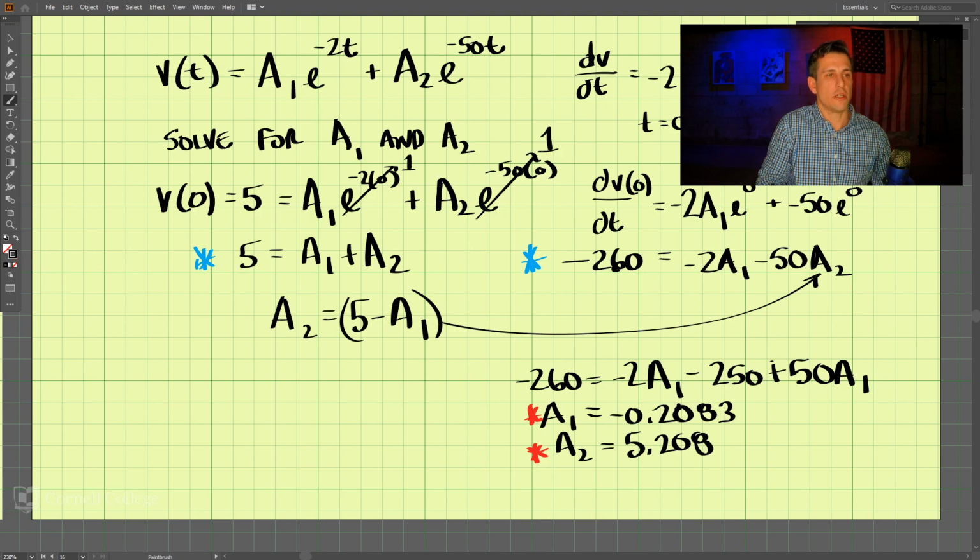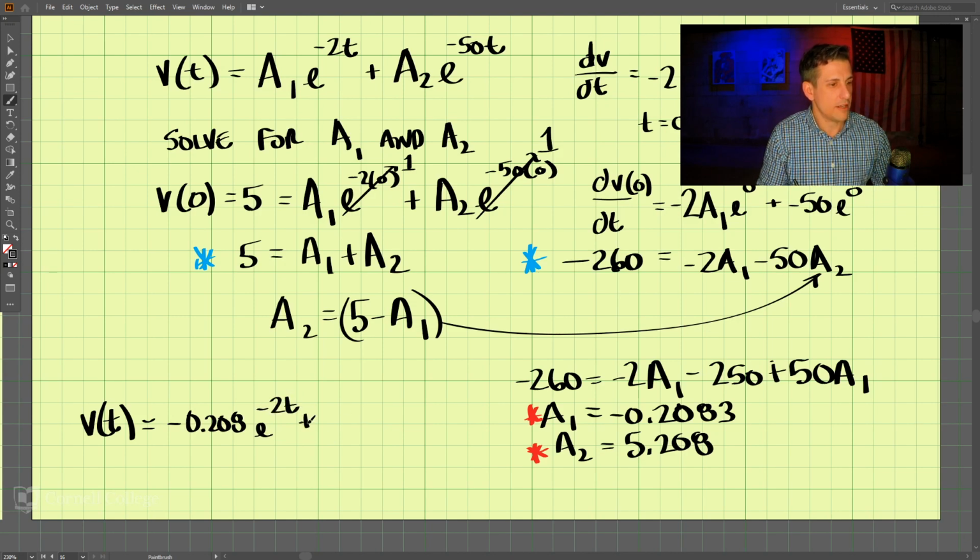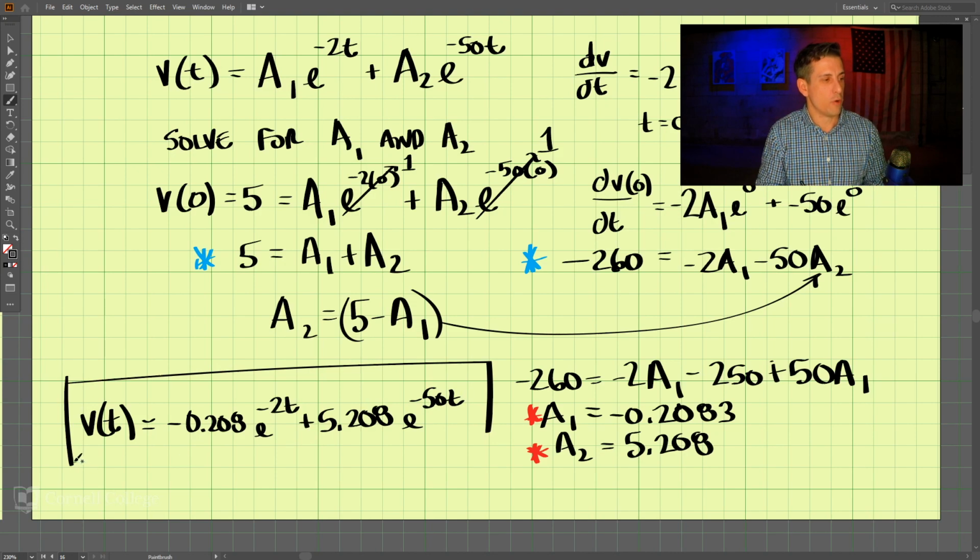Our final equation for the voltage V of t is equal to negative 0.208 e to the negative 2t plus 5.208 e to the negative 50t. And this is our equation then for the voltage of the source-free RLC circuit that is in parallel.